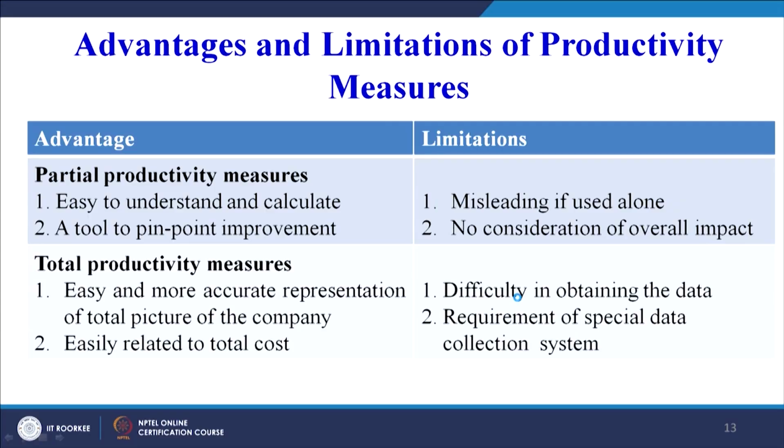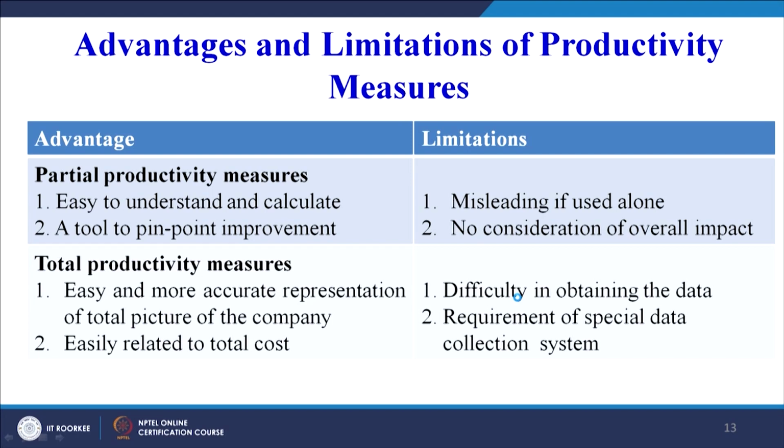So the overall summary of these four productivity measures is that, based on our requirement, we can choose any productivity measure and use it effectively for our strategic planning and for our decision making processes. So with this we conclude the four types of productivity measures: the partial productivity measures, the total productivity measures, and the total factor productivity measures. Now let us see the advantages and disadvantages of these.